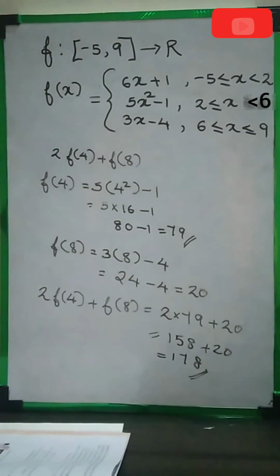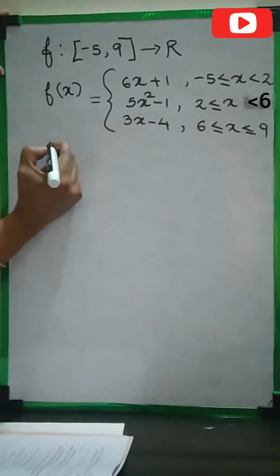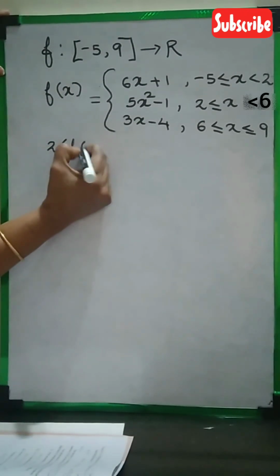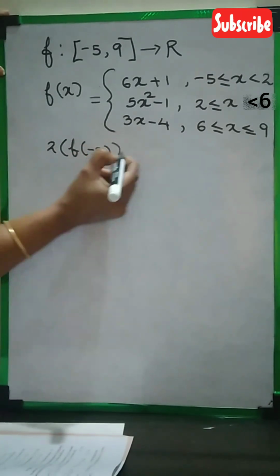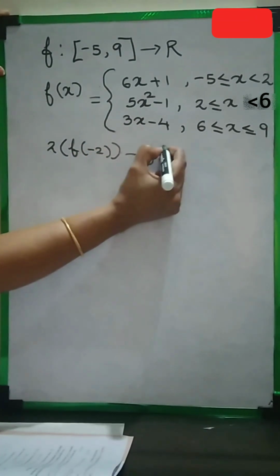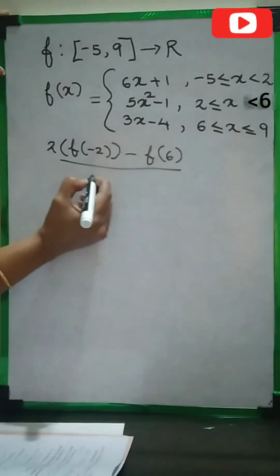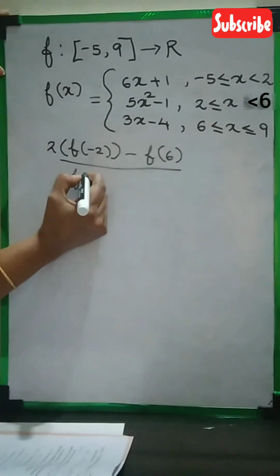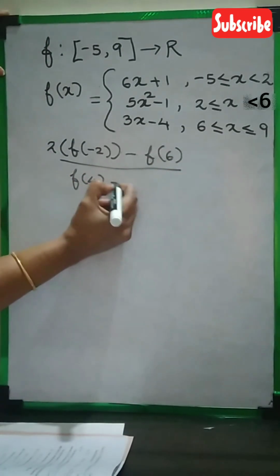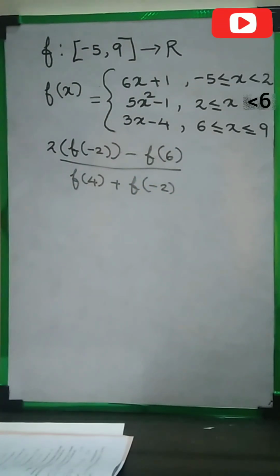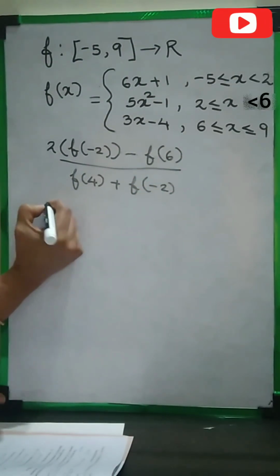So as per the given function, 2 into f of 4 plus f of 8 is equal to 178. Now the fourth one: 2 into f of minus 2 minus f of 6, whole divided by f of 4 plus f of minus 2. Now, first one, f of minus 2.